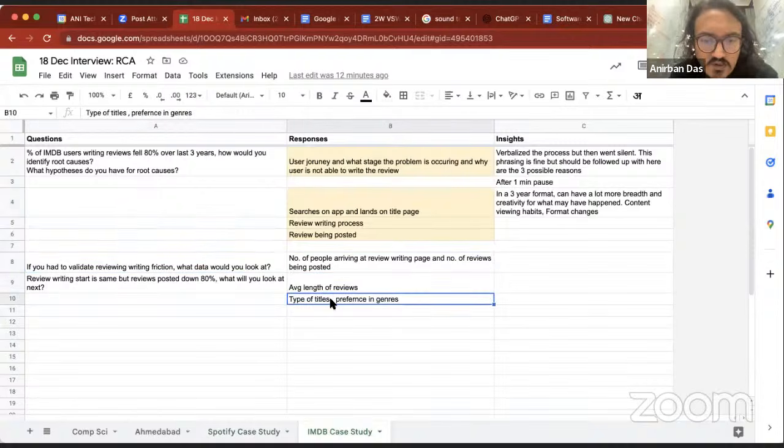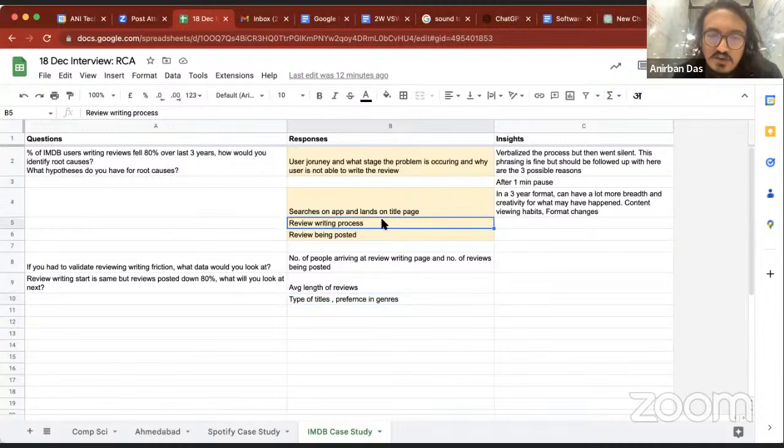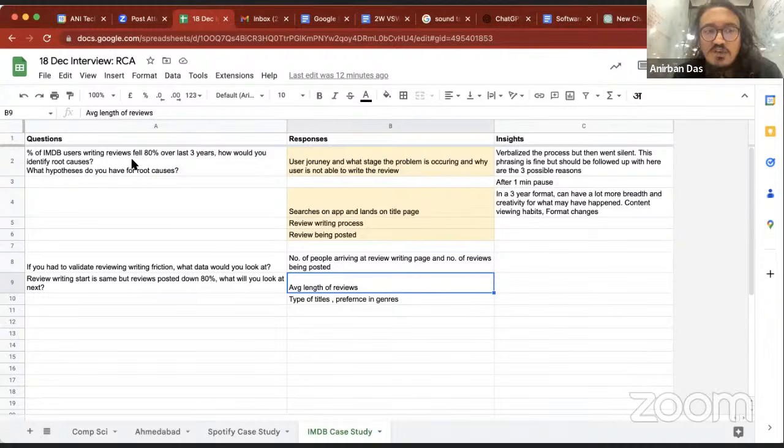Number of reviews, length of reviews, type of, so reviewing is down 80%. What would you look at next? Okay, average length of reviews, type of titles, preference and genres, right? I think here you could have broken down this review writing process into the steps of the user journey. These are cuts. So once reviews are written, you're looking at cuts of the data to identify whether there is a problem with a particular type of review or not. But if users writing reviews has fallen 80%, it is likely that this might be a more structural problem rather than a particular genre of reviews being down, right?